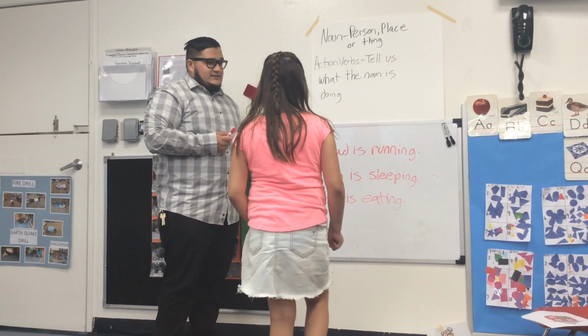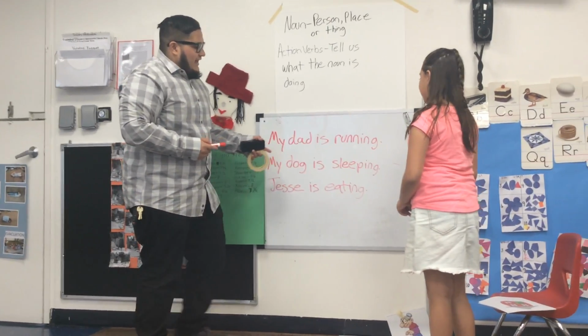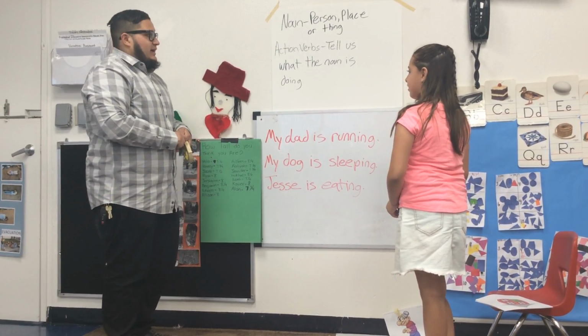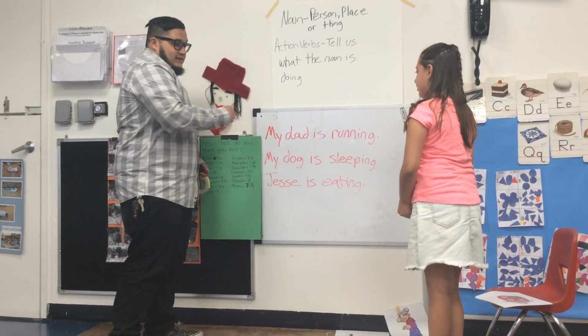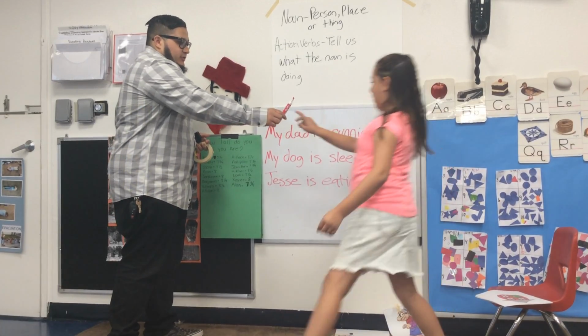So let's read the first sentence together. Go ahead and stand right there. My dad is running. Okay? Based on what you know now, what a noun is, can you identify the noun? Dad. Go ahead and circle the noun.